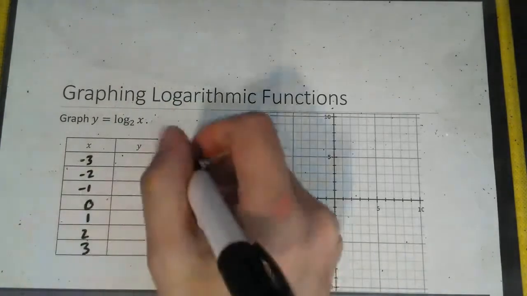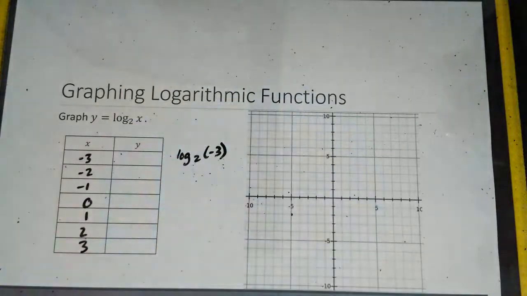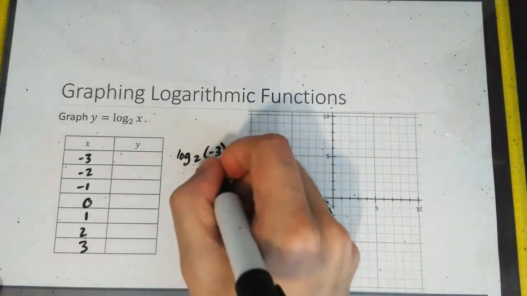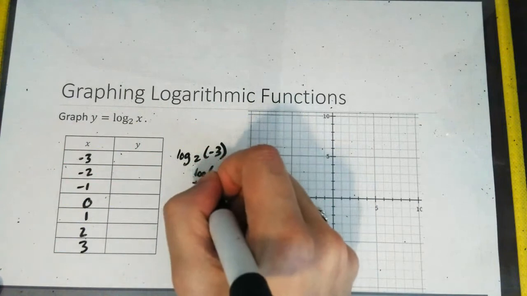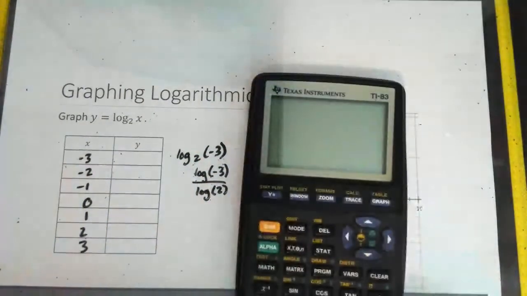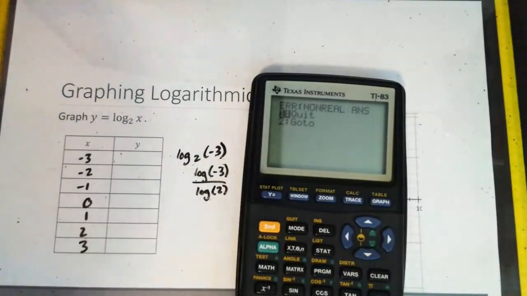So first up, I want to find log base 2 of negative 3. Well, this one's not a log base 10 or a log base e, so I'm going to have to use that change of base formula. So that will be the log of negative 3 divided by the log of 2. And I'm going to have to type that into my calculator. So I get the log of negative 3 divided by the log of 2. And my calculator is giving me an error, like I'm getting something wrong. Do you see the problem here?